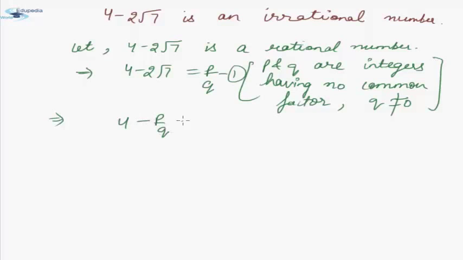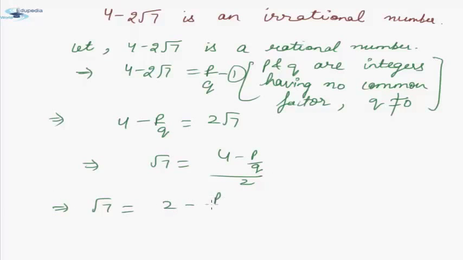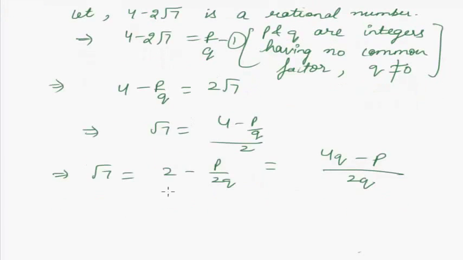minus p by q equals 2 root 7, or under root 7 equals 4 minus p by q divided by 2. That is, under root 7 equals 2 minus p by 2q, and in the numerator after taking LCM as 4q minus p. Clearly this is a rational number, that is 2 by 1.